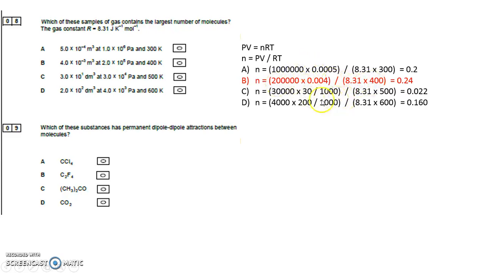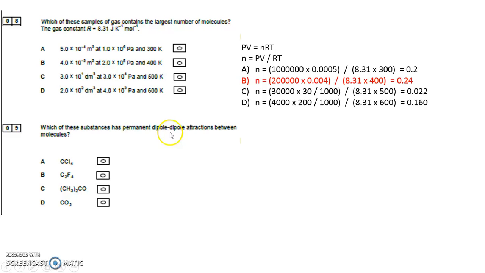You do the same for all of them. Remember, you've got to take this 3 times 10 to the power of 1, so 30, and divide by 1000. So you've got to divide these two by 1000 here. That's why those two have got divided by 1000 to turn decimeter cubed into meter cubed, and therefore you come up with the answers, and 0.24 is your highest number of moles. You could multiply each of these by Avogadro's number, but you'd still find that B is the highest value.